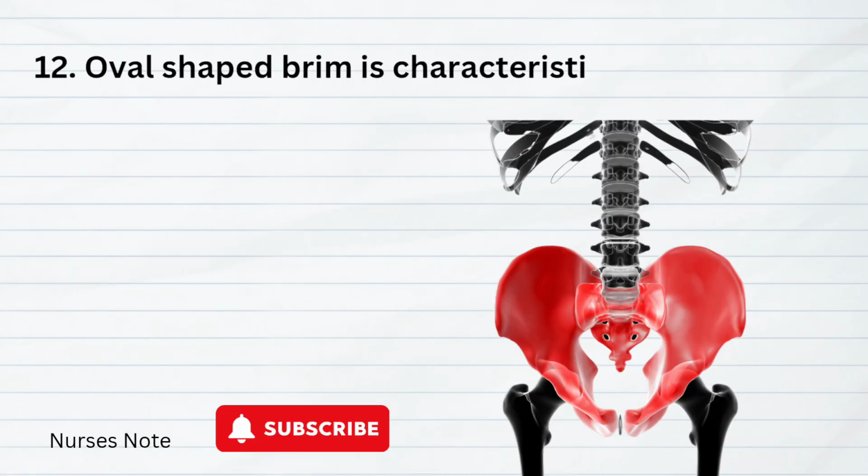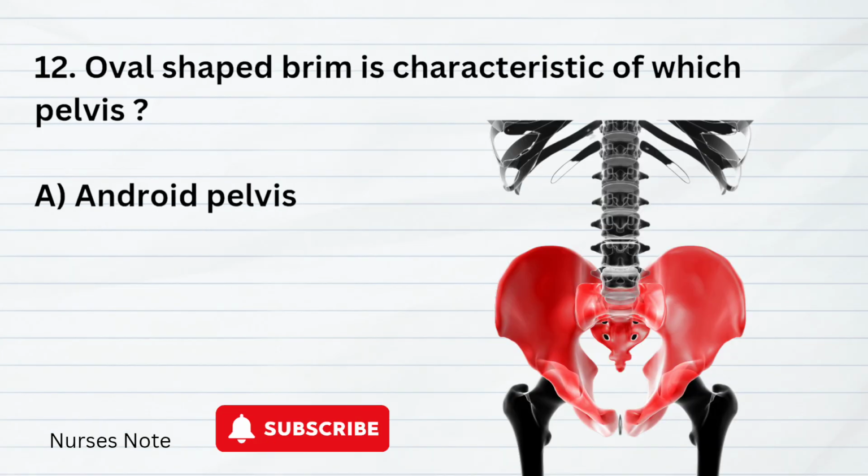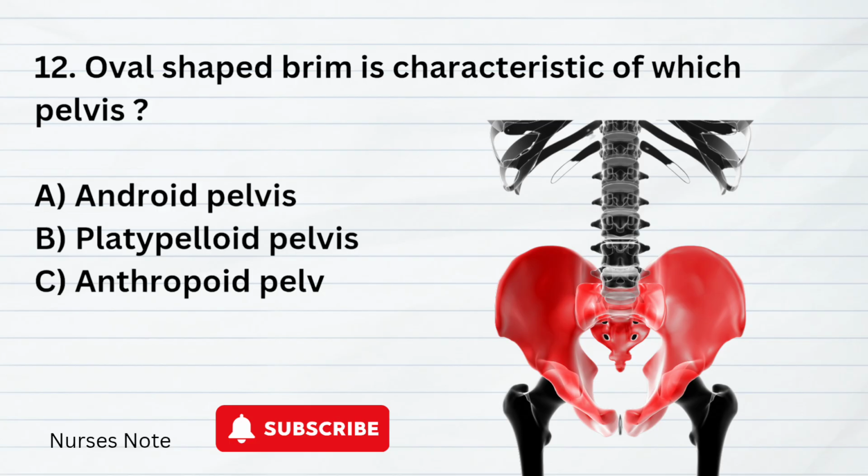Oval-shaped brim is characteristic of which pelvis? A. Android pelvis. B. Platypelloid pelvis. C. Anthropoid pelvis. D. Gynecoid pelvis.